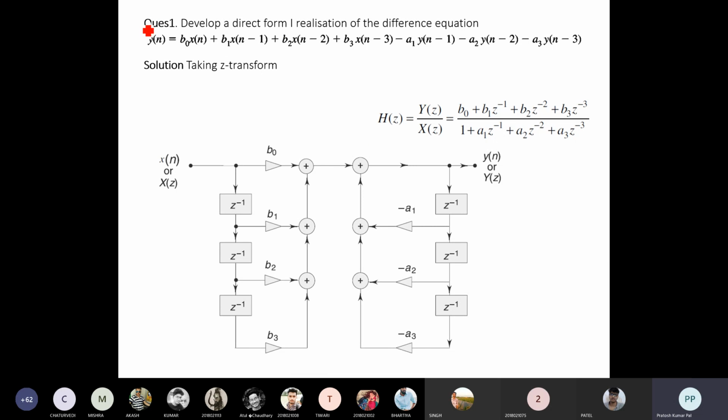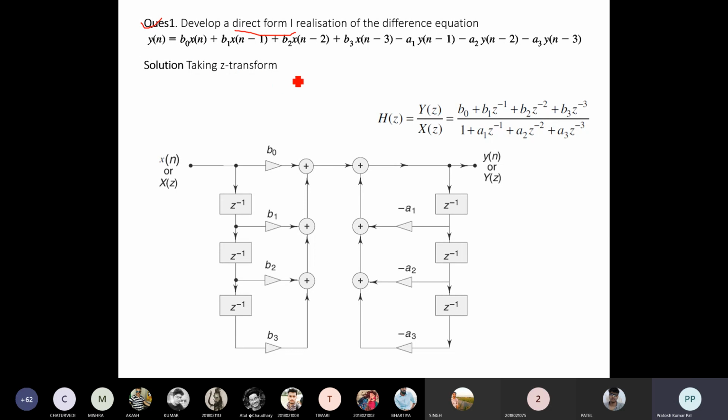So suppose this is the example, we need to develop a direct form 1 realization of a difference equation. Suppose this is the difference equation given, and we have to obtain the direct form 1 realization. To realize this type of function, first of all we need to find out the transfer function.